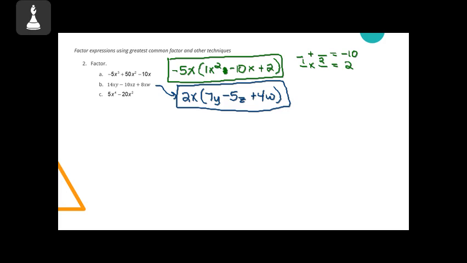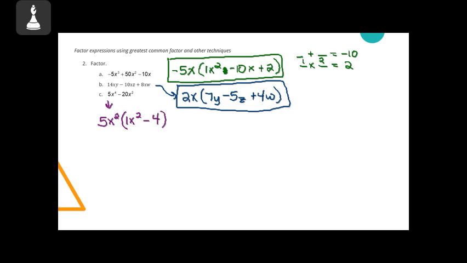Last one, 5x to the fourth minus 20x squared. Well, if I look at 5 and 20, I know I can divide each of them by 5. I have 4 x's here, 2 x's here, so I'm going to take out 2 of them. 5 divided by 5 is 1. X to the fourth, I had 4, I took out 2, so there's still 2 left. And 20 divided by 5 is 4, and I took out the x squared. All right, I got 2 terms.